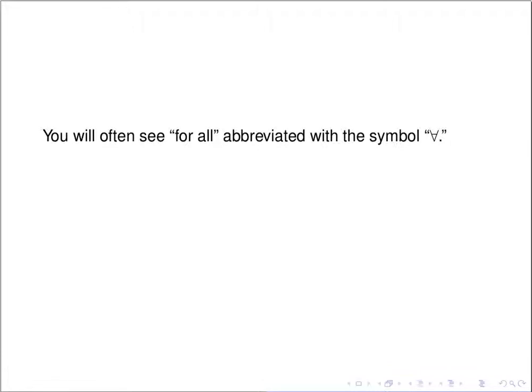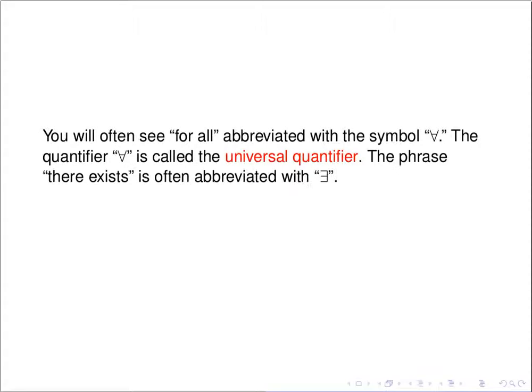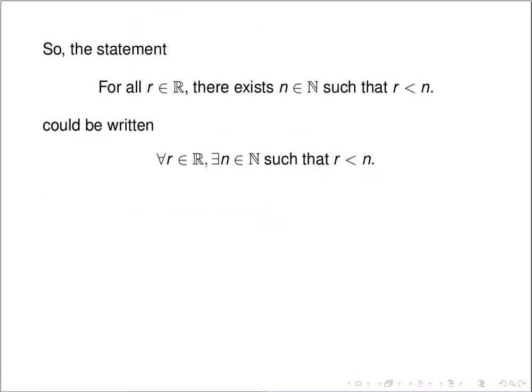Now you'll often see for all abbreviated with the symbol upside down A. And the symbol upside down A, that's called the universal quantifier. And the phrase there exists is often abbreviated with a capital backwards E. And that quantifier is called the existential quantifier. And so the statement of the Archimedean principle, for all r in the reals, there exists an n in the natural numbers such that r is less than n, could be rewritten with the quantifiers upside down A and backwards E, and you'd still read it the same. You'd still read it as for all r in the real numbers, there exists n in the natural numbers such that r is less than n.